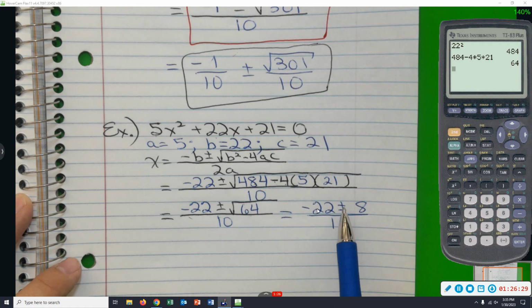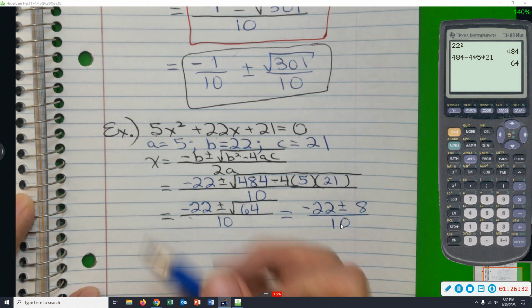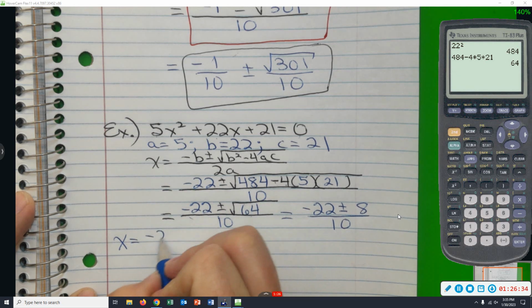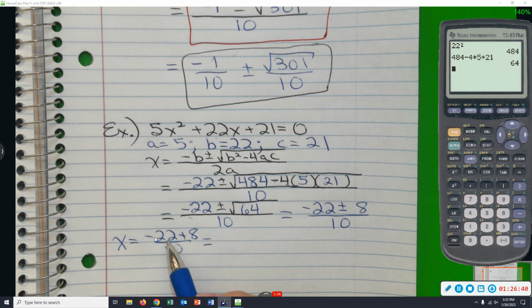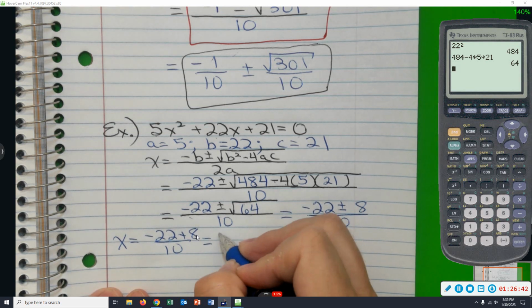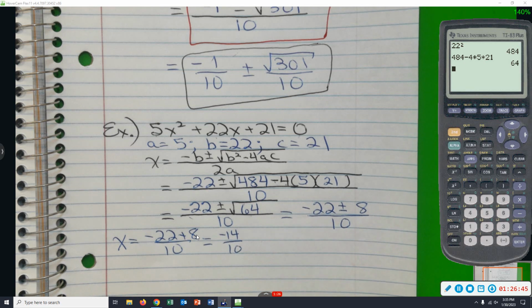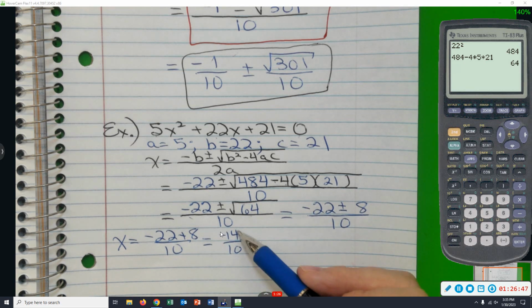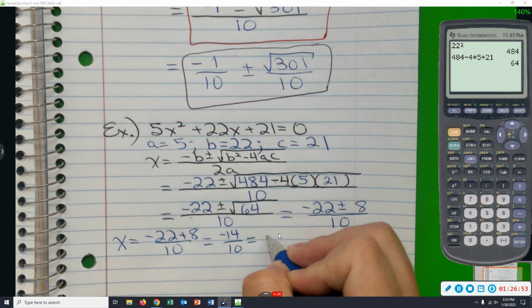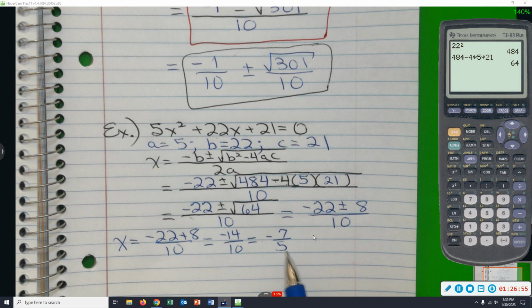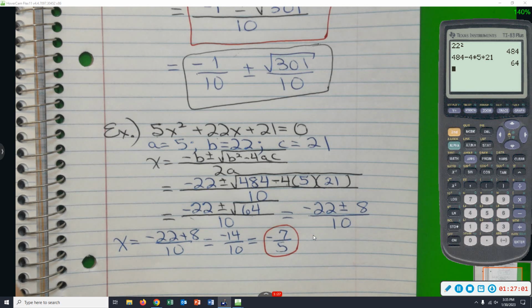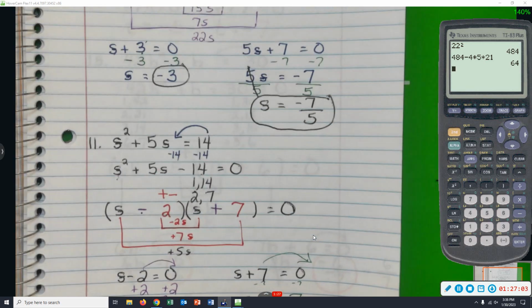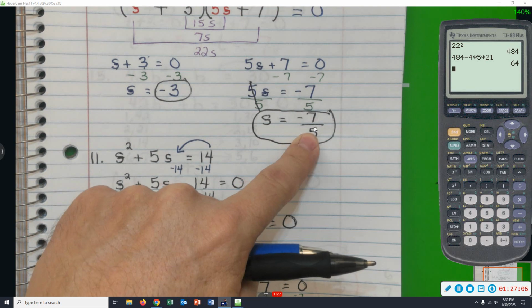We have negative 22 plus 8 over 10, so that's the first one. Negative 22 plus 8, that's a negative 14 all over 10. And we can cancel a 2 above and below there to get what? Okay, let's see. Is that one of the answers you got the last time? Did we get negative 7/5 as an answer the last time when we solved this by factoring? Yeah, there it is, negative 7/5.